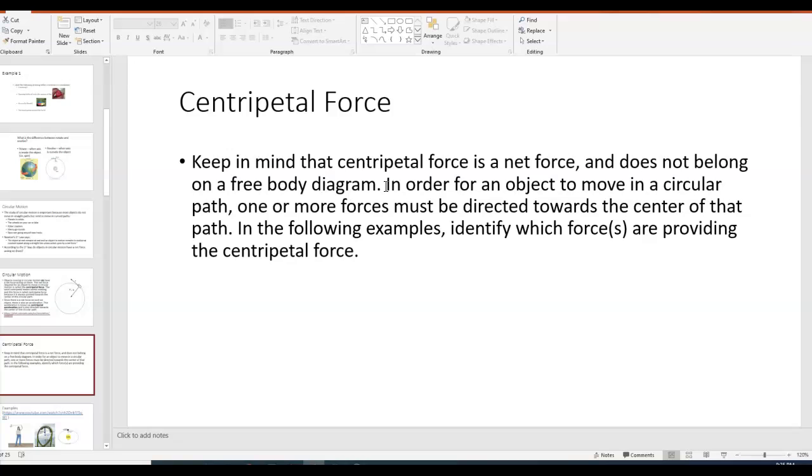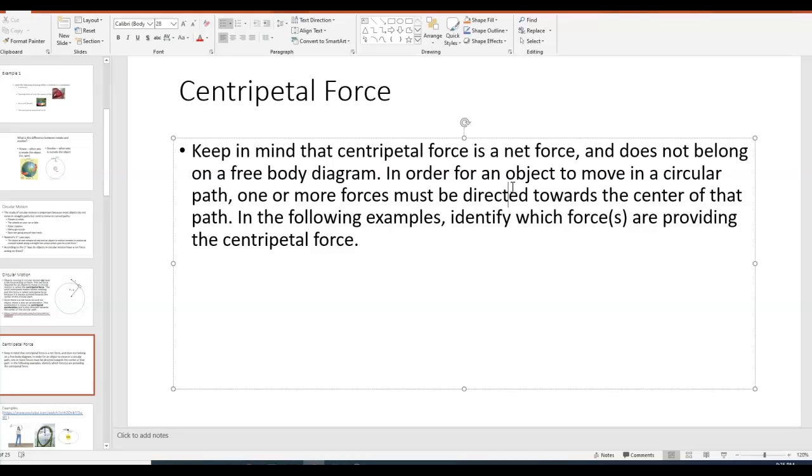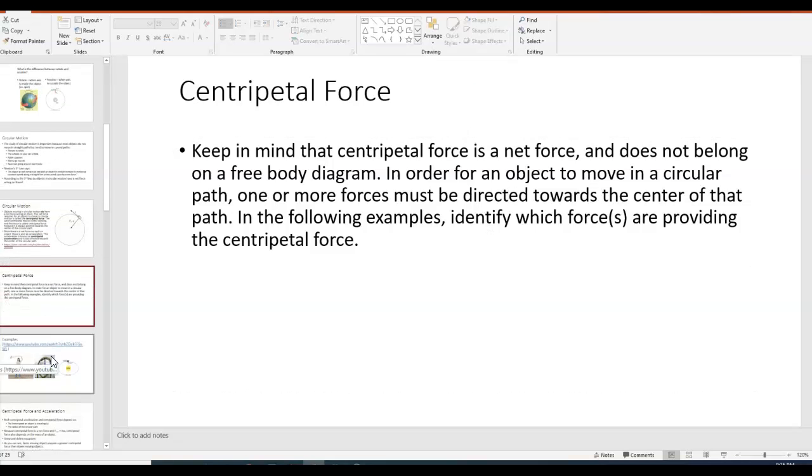Now do keep in mind that centripetal force is a net force. You never put it on a free body diagram. It's the sum of all of the forces acting. In order to move in a circular motion, one of the forces we've talked about before has to be pushing the object towards the center of the circle. Let me explain what I mean.